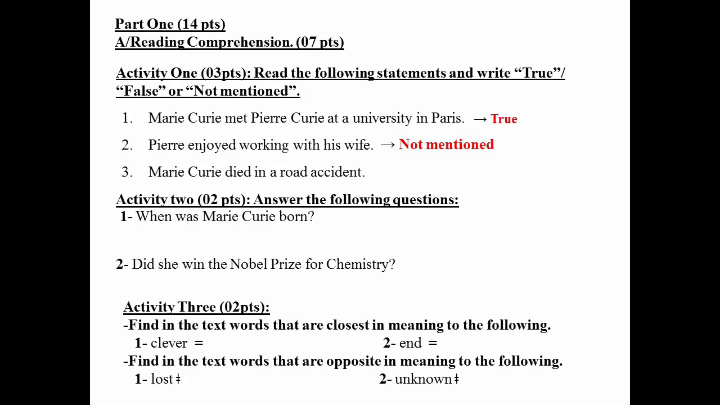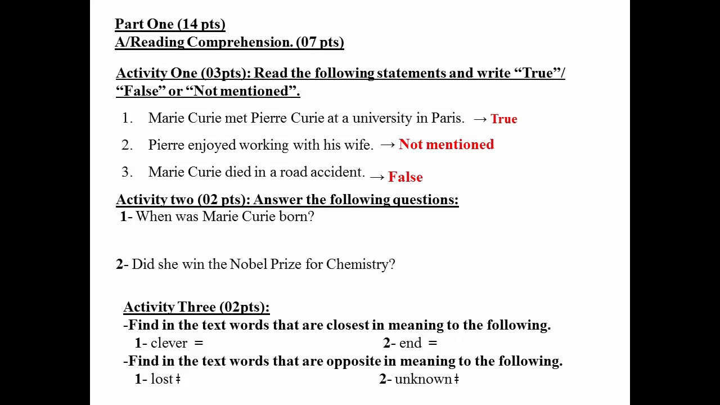Good. Statement 3. Marie Curie died in a road accident. Is your answer? Good answer. False. So, it's not Marie Curie who died in a road accident. Her husband, Pierre Curie, is the one who died in a road accident. Marie Curie died of cancer, okay? So, the answer is false.